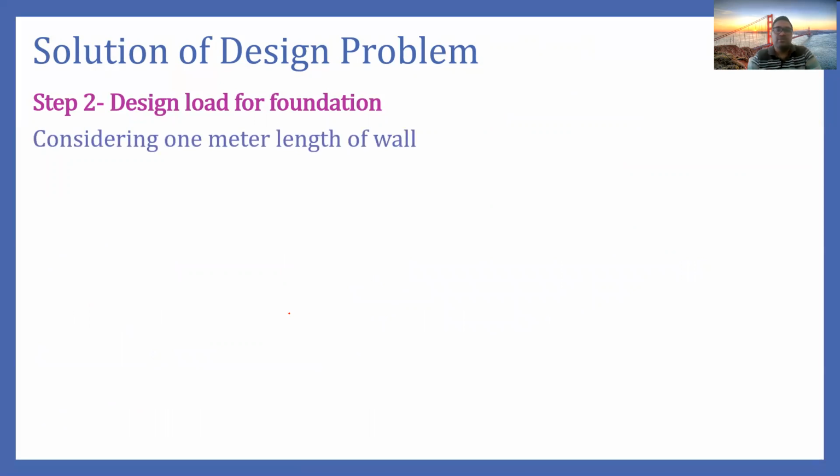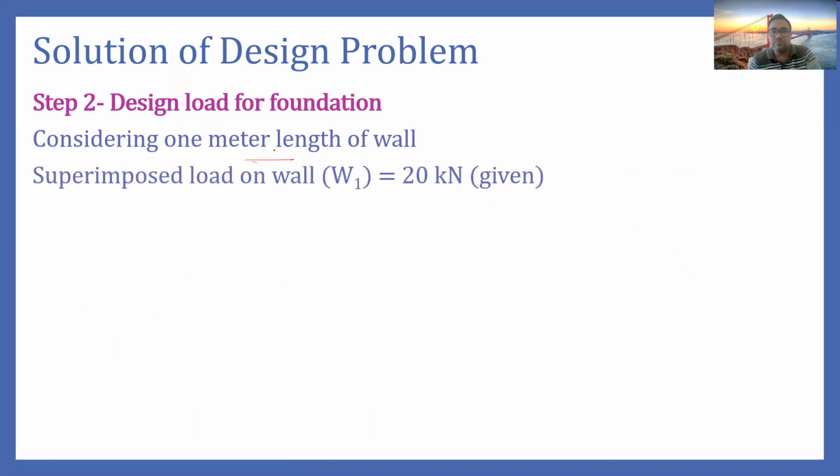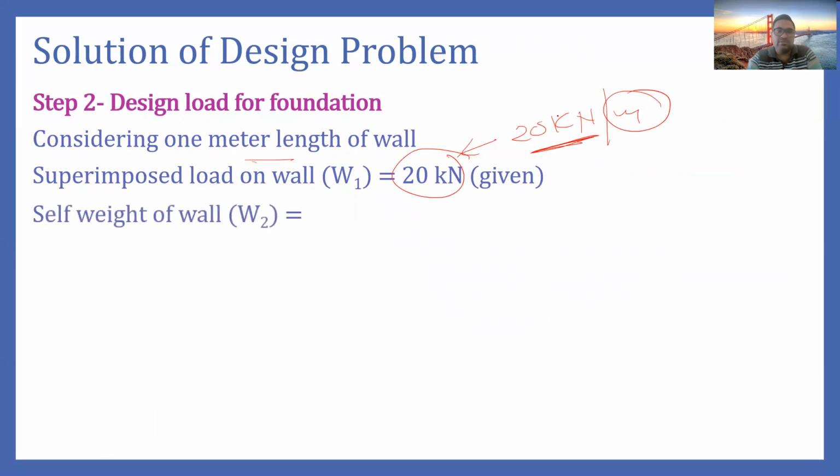So in the calculation of design load, we will consider unit length, because the load will be calculated as UDL. So for 1 meter length of wall, the superimposed load the wall is carrying is 20 kilonewton. It is given in the question as 20 kilonewton per meter. Because we are considering 1 meter length, the load is 20 kilonewton.